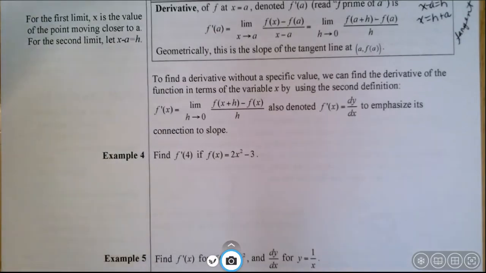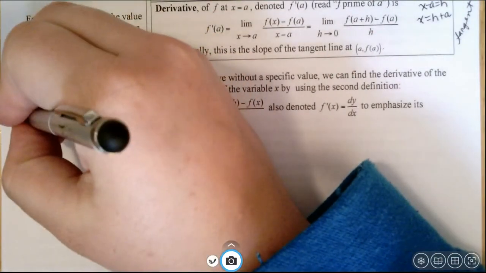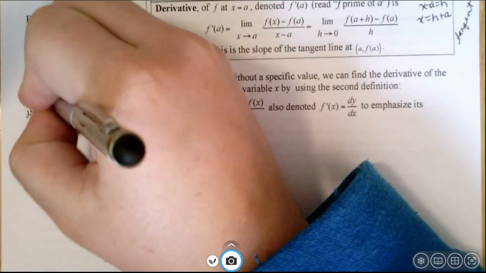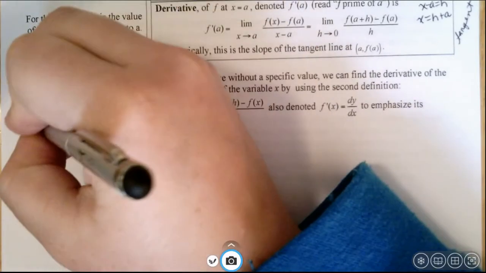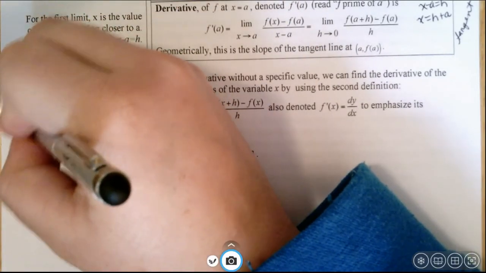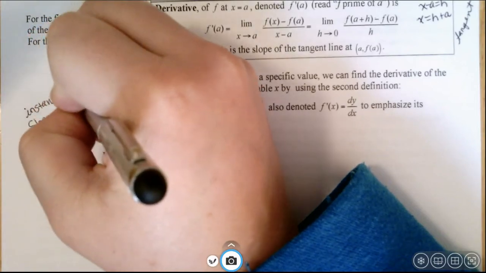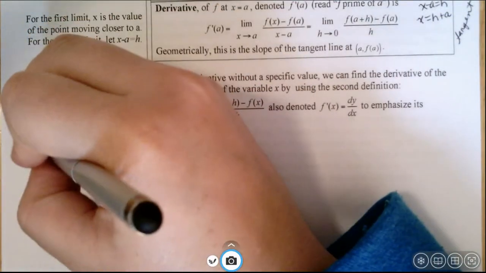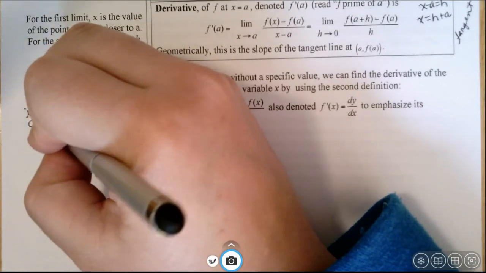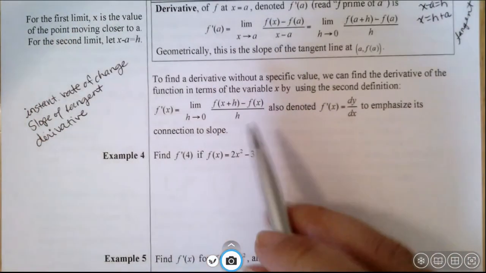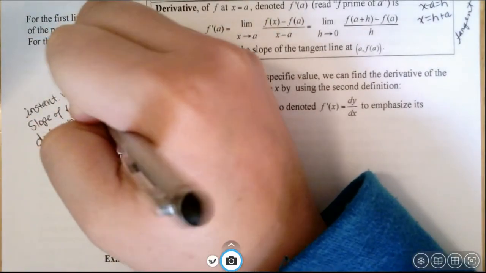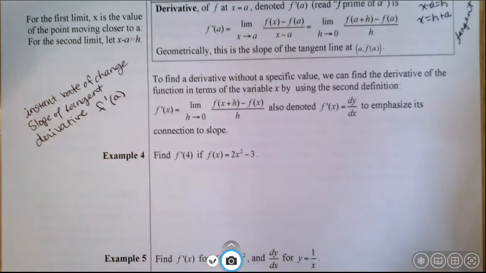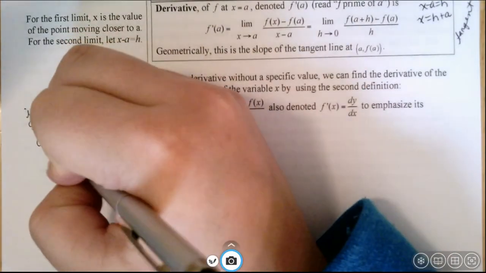Okay, so let's try applying this derivative, okay? So we said instantaneous rate of change is the same as a slope of tangent, which is the same as derivative. Derivative we can denote, if you look back at our definition, with a little apostrophe. F prime of a.